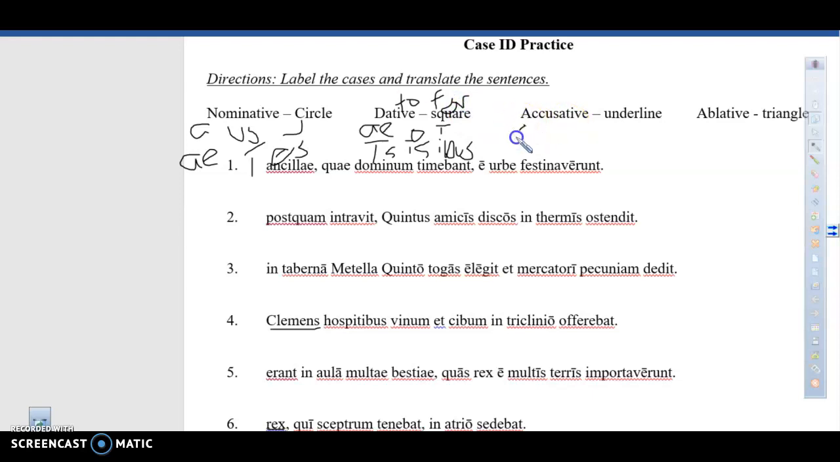Accusative endings go: am, um, em. It's direct object. The accusative plurals go: as, os, a, es. It's still direct object.